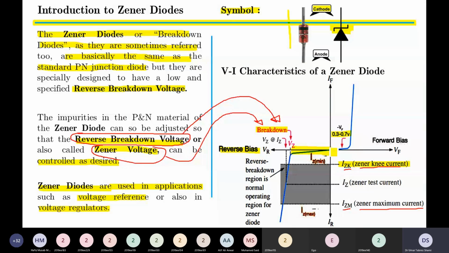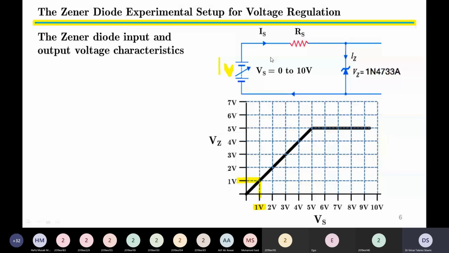For this reason, until we get the Zener voltage, all voltages will be available across the output because we do not have any current flowing in the circuit. And if we have zero current in the circuit, then there will be zero voltage across Rs. That means that all of the input voltage provided will be available at the output.